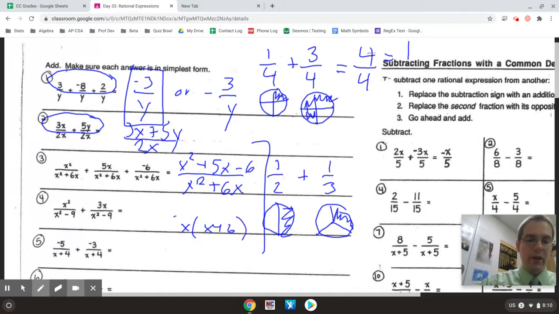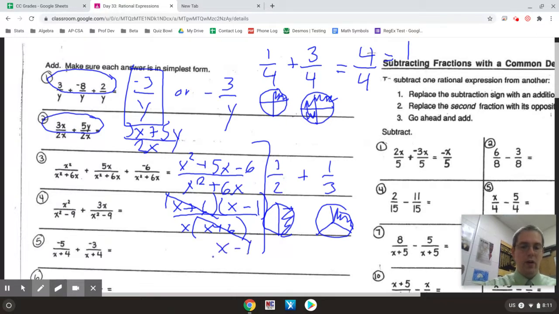If I'm trying to factor the numerator, I can see how to break that down. So x times x is x squared, and then I have a 6 and a 1. So that's going to be x plus 6 and x minus 1. In this case, I could cancel some things out. The x plus 6 would cancel the x plus 6. And I'm going to be left with x minus 1 over x for my answer.